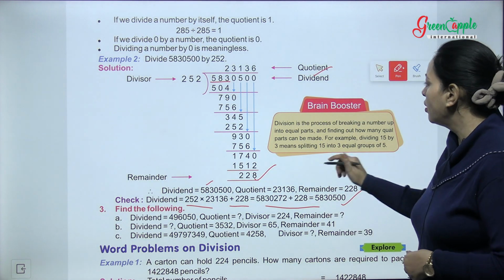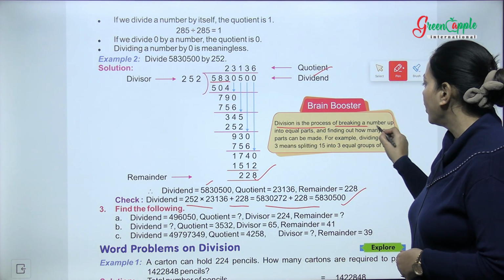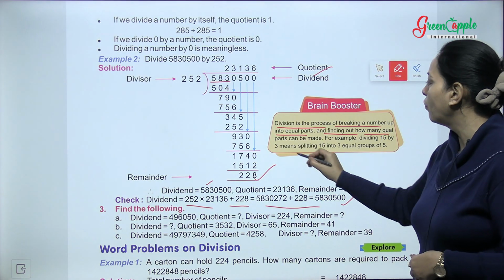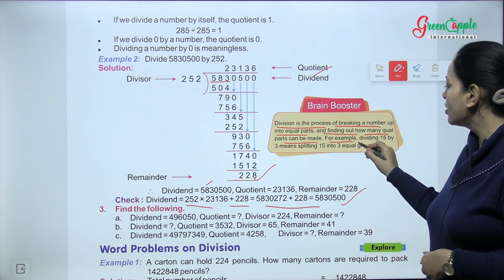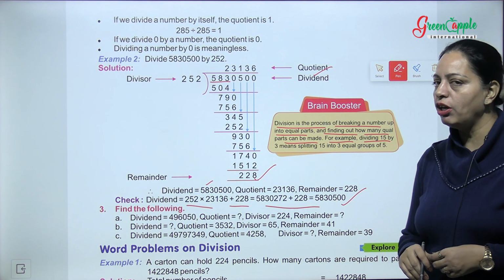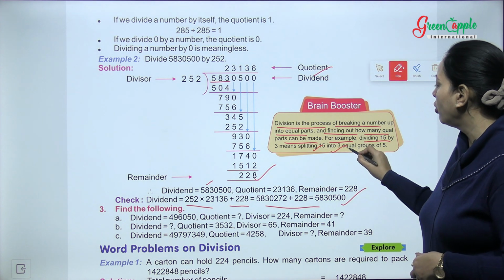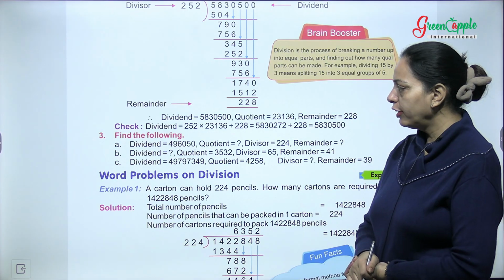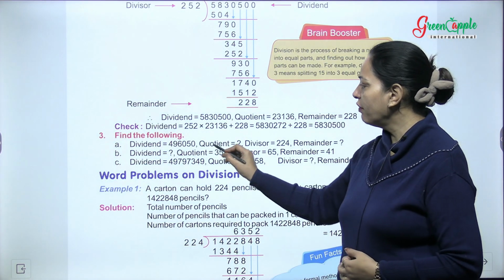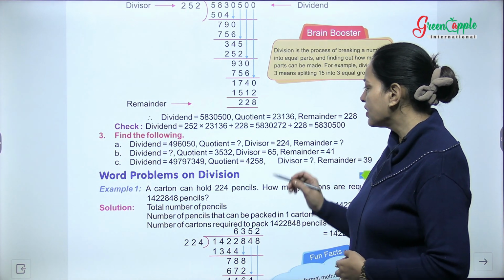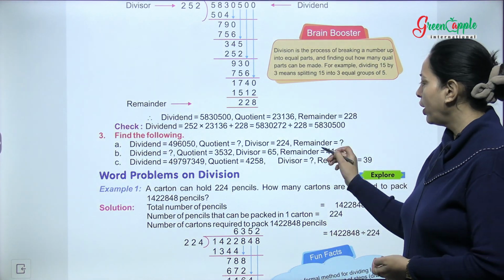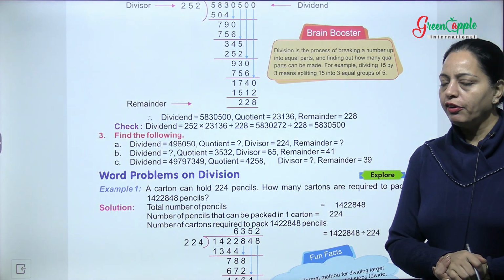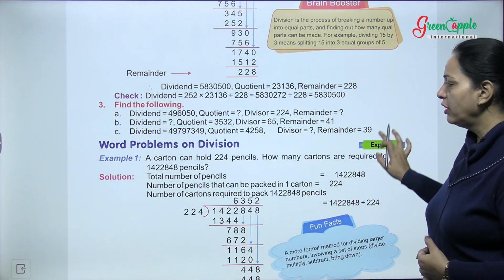Now brain booster. Division is the process of breaking a number up into equal parts and finding out how many equal parts can be made. For example, dividing 15 by 3 means splitting 15 into 3 equal groups of 5. Now question number 3, find the following. In part A, the dividend is given, the quotient is missing, the divisor is given as 224 and the remainder is missing. So divide this number by 224. Similarly you can try these two parts.